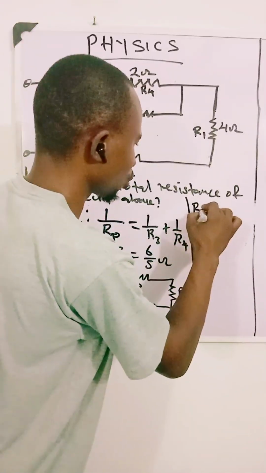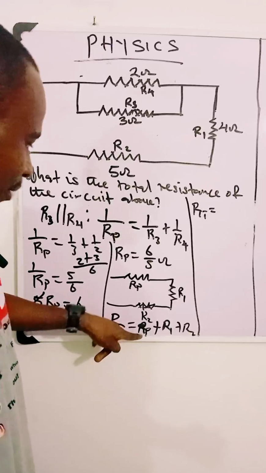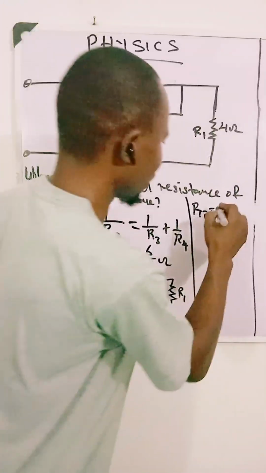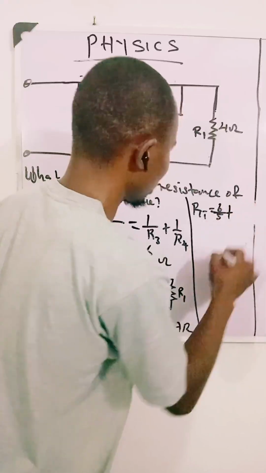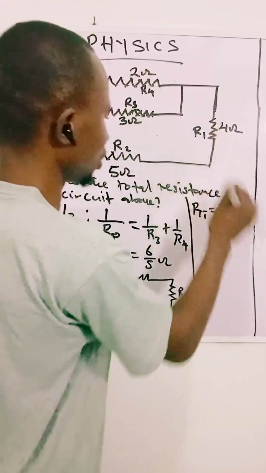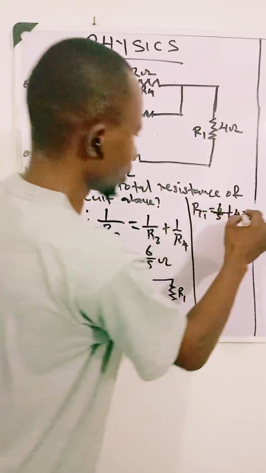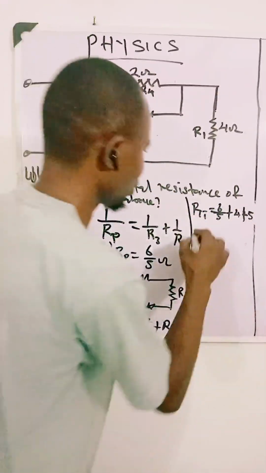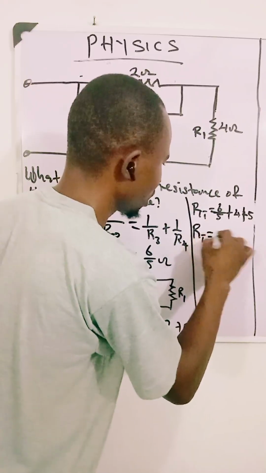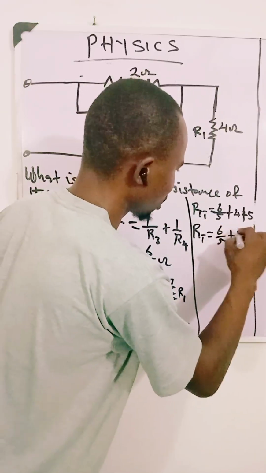Okay, let me solve it here. So my R total is going to be, my RP is what? 6 over 5. I have 6 over 5 plus R1 is 4 plus R2 is 5. Okay, good. This plus this will give me 9. So what I'm going to have is R total 6 over 5 plus 9.